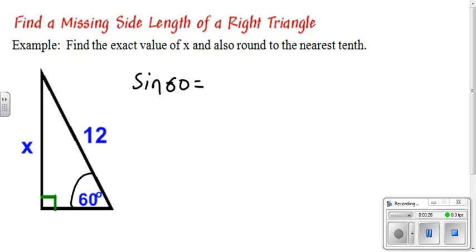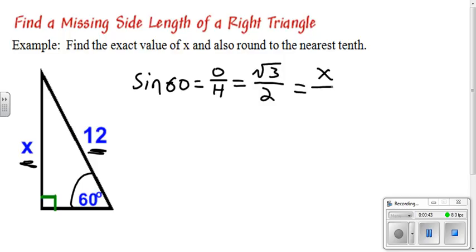is going to be the opposite over hypotenuse, remember. And we know that it's square root of 3 over 2. And in this specific case, our opposite is x, and our hypotenuse is 12. So we'd say x over 12. So if we want to find the missing length x, we just look at this final piece here, where we have root 3 over 2 equals x over 12.